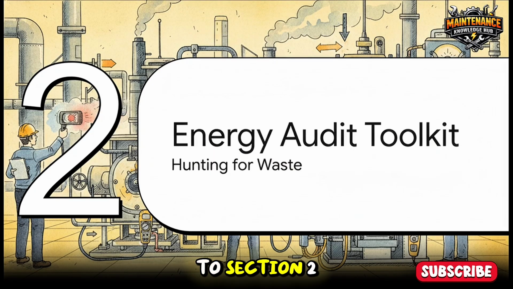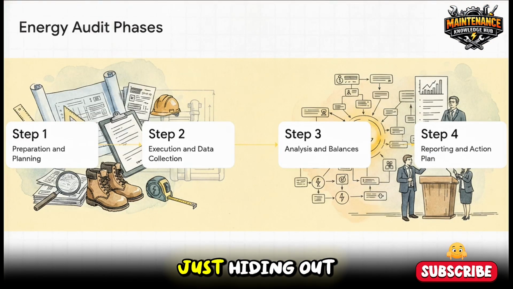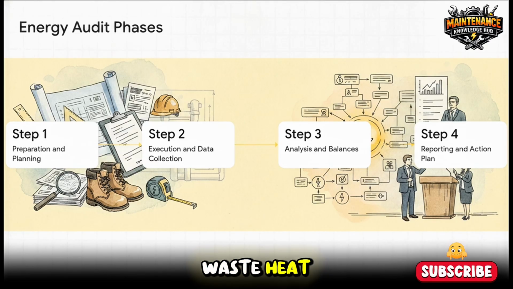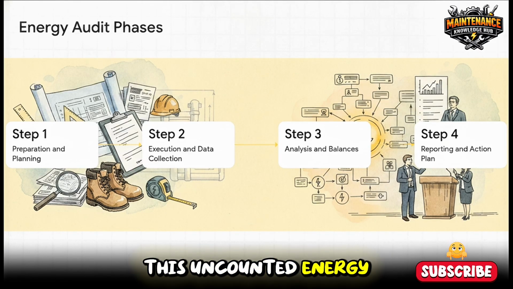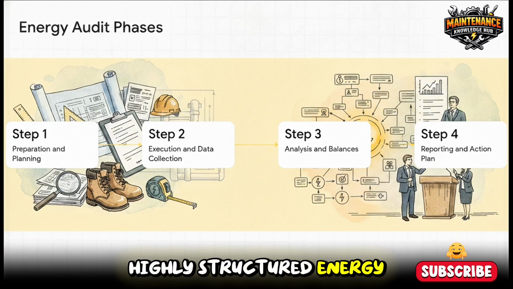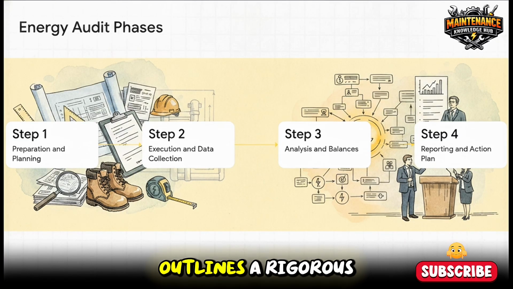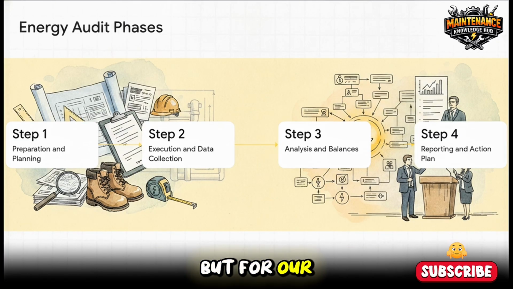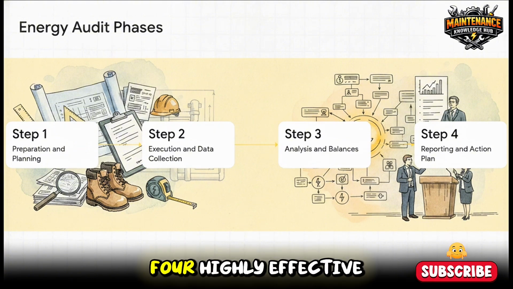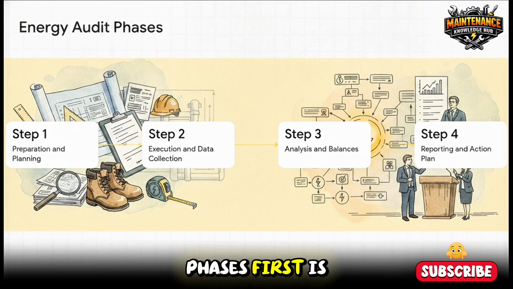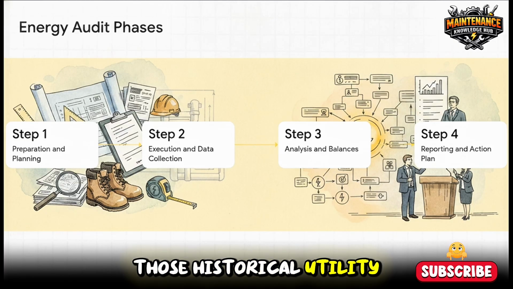Moving right along to Section 2, the Energy Audit Toolkit, Hunting for Waste. So if energy is just hiding out as friction or waste heat, how do we actually go onto a factory floor and hunt down this uncounted energy? Well, we do it through a highly structured energy audit. The source material outlines a rigorous 10-step process, but for our purposes, we can distill it down into 4 highly effective phases. First is preparation and planning, where you define your scope and gather up those historical utility bills.